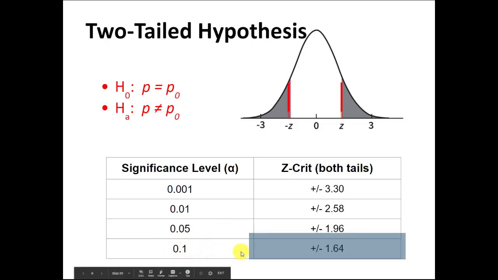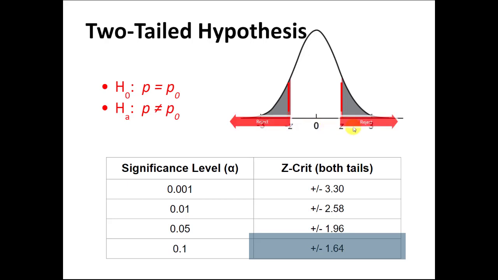Finally, a significance level of 0.1, which is a 10% alpha, is going to have a little bit smaller z-crit. You would get a z-crit of positive and negative 1.64, meaning that any test statistic that is less than negative 1.64 would be rejected, and any test statistic that is greater than 1.64 would be rejected. Okay, so let's look at an example on Ziteboard.